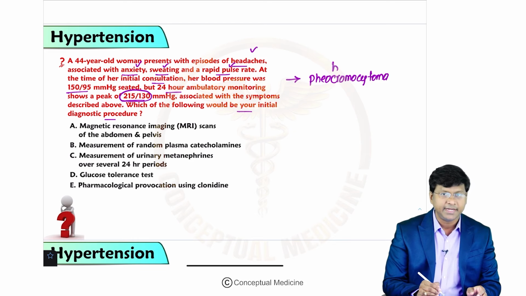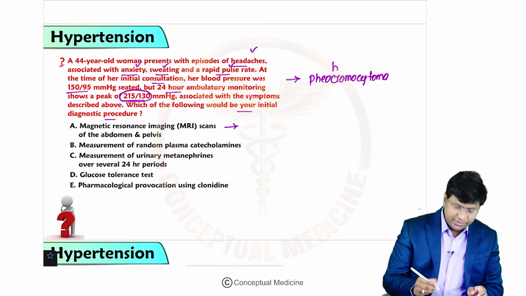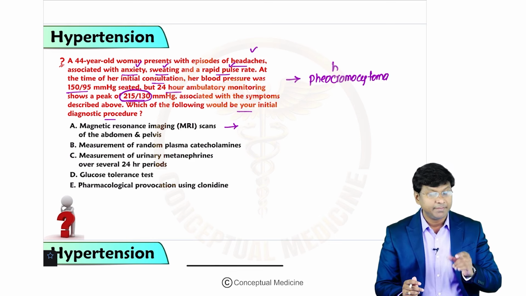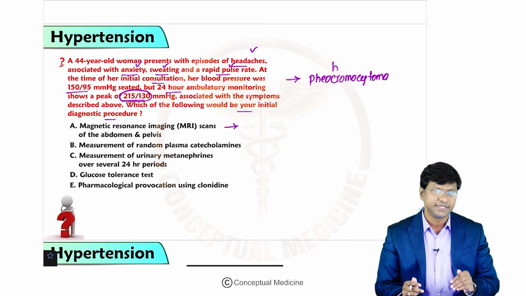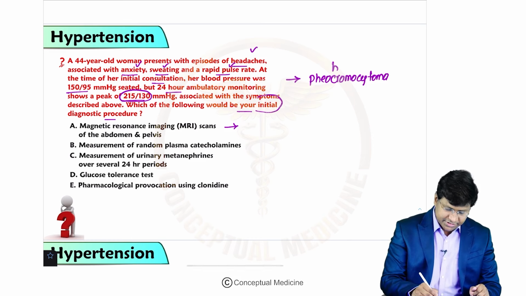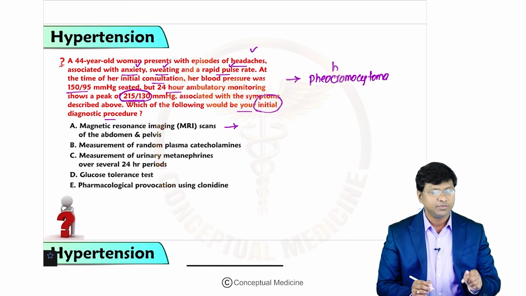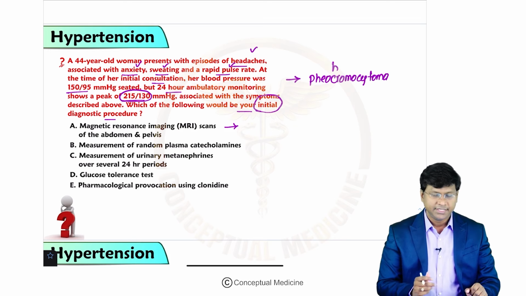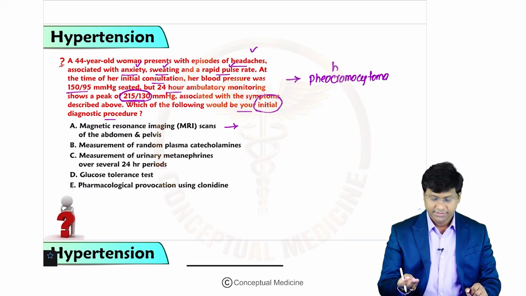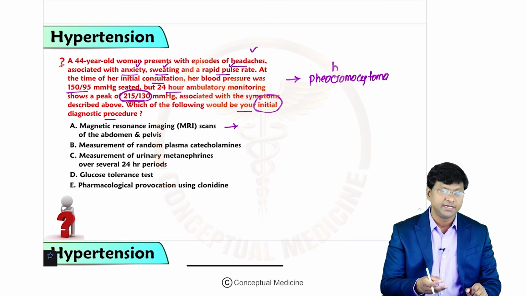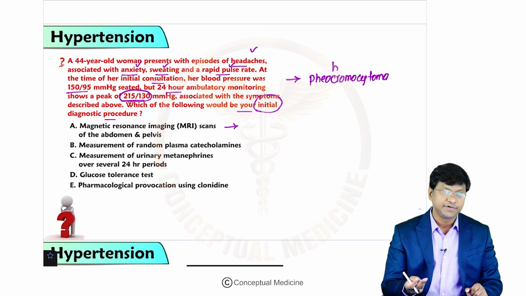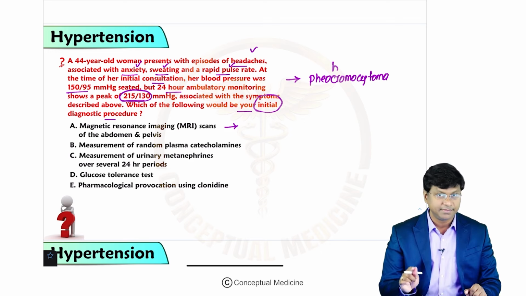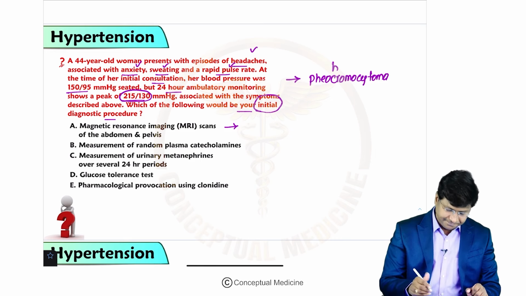MRI scans of the abdomen and pelvis. This will be useful in making out how the adrenal gland is, but that will not be the initial investigation. The question asked is the initial investigation. An MRI scan will definitely show if there is any adrenal tumor. It will be useful for diagnosing adrenal tumors causing Cushing's, or Conn syndrome, which is also a tumor originating from the adrenal cortex, and it is also useful for diagnosing pheochromocytoma as well, but that will not be the initial investigation.